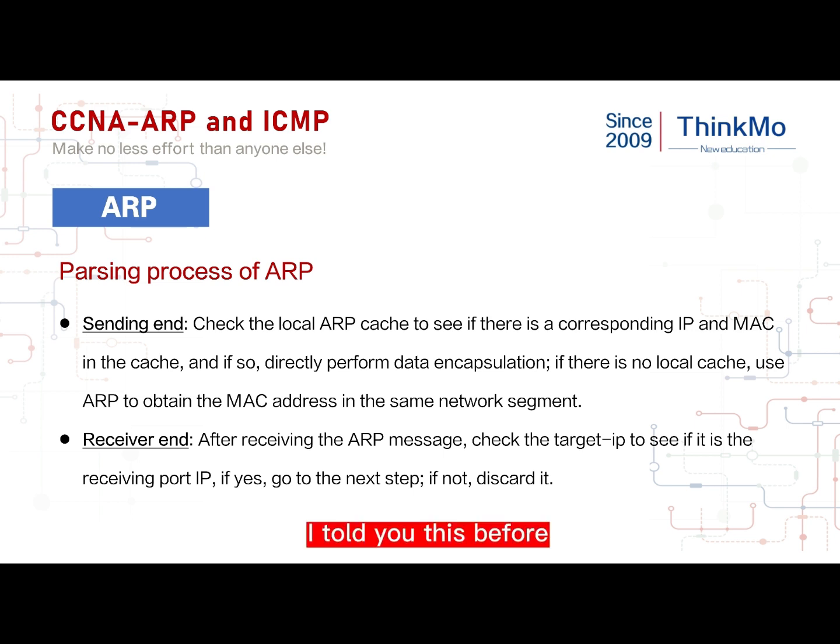I told you this before. Data is being sent continuously from source to destination. Many messages may be sent at the same time. Keep sending. Then every packet sent goes through data encapsulation. That means the MAC is used frequently. If every time before sending a packet, an ARP request is made, it's not optimized. Very troublesome.